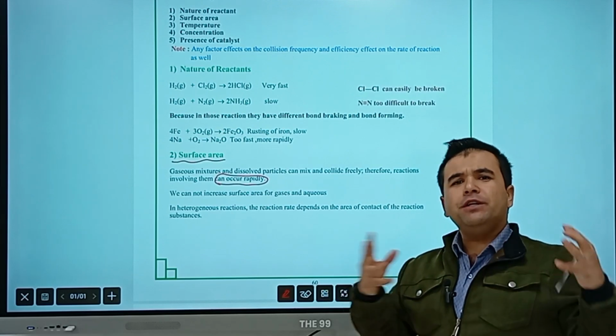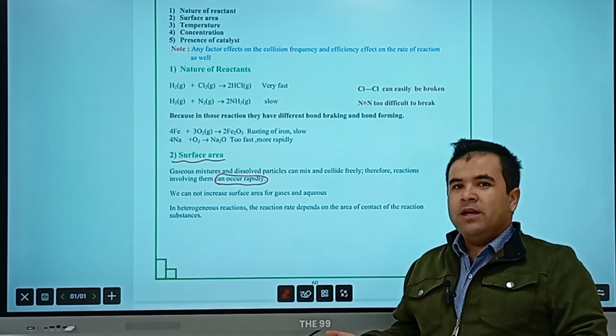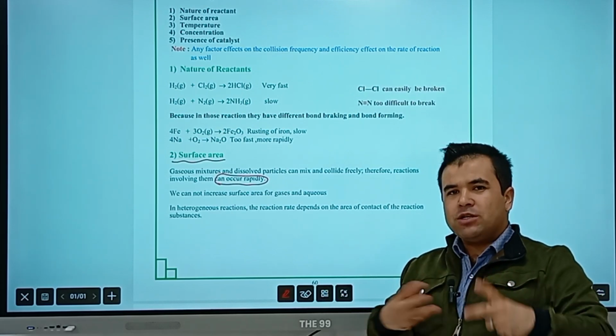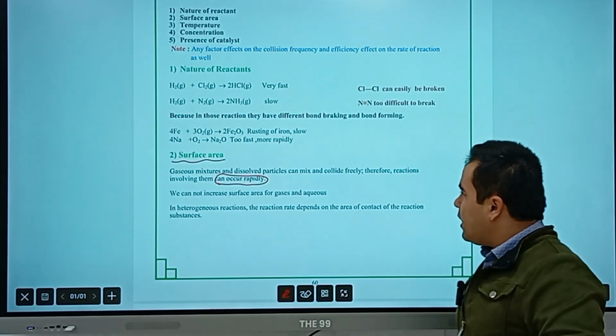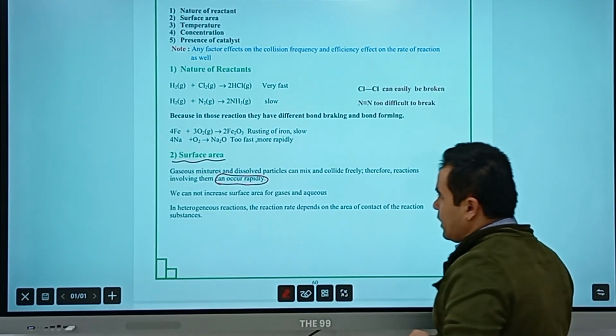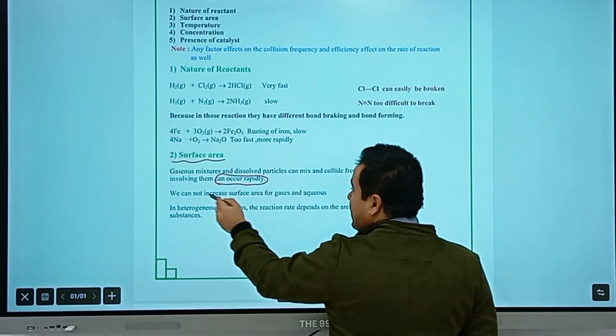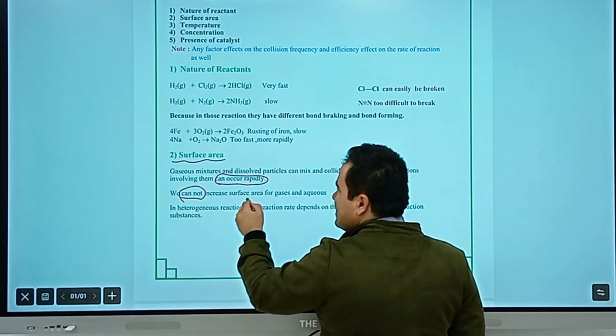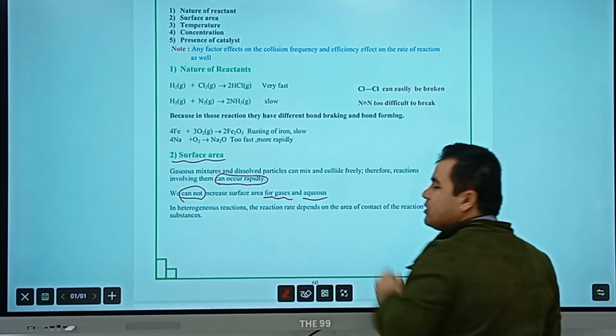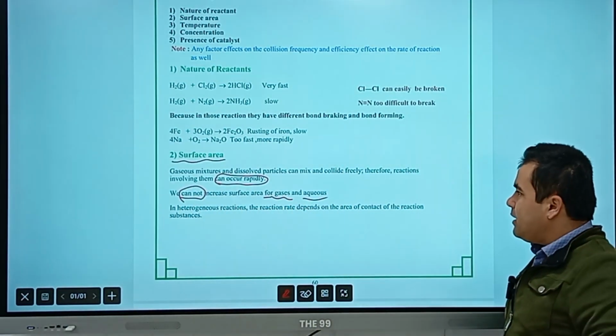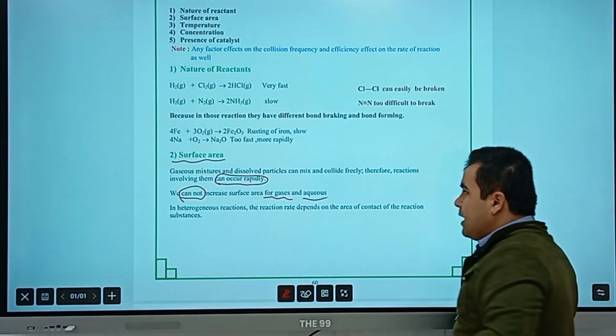They move much more freely than in the solid state. That's why most of those reactions are much more rapid than reactions involving solid state. But we cannot increase the surface area of gases and aqueous, or we can say liquid, as well.